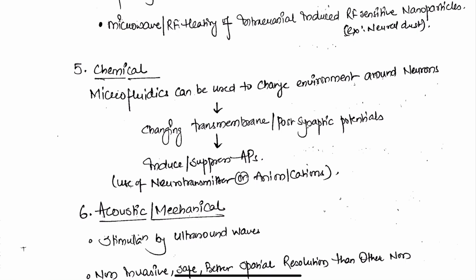Now coming to chemical, you have microfluidics that can be used to change the environment around neurons, changing the transmembrane potential and postsynaptic potentials and inducing or suppressing action potentials. So first we used electrical signal till now. Now we are using a chemical signal.